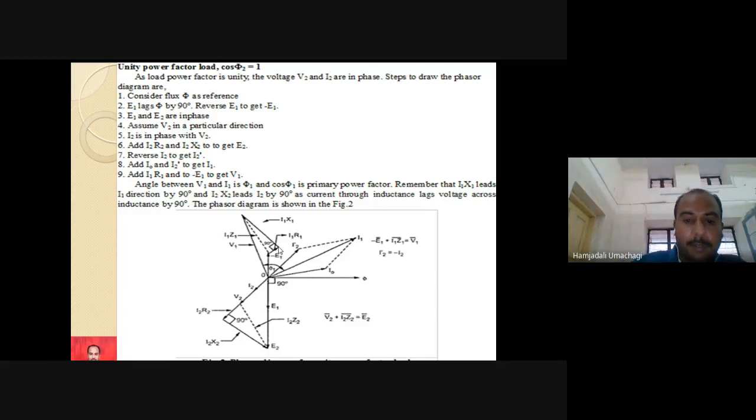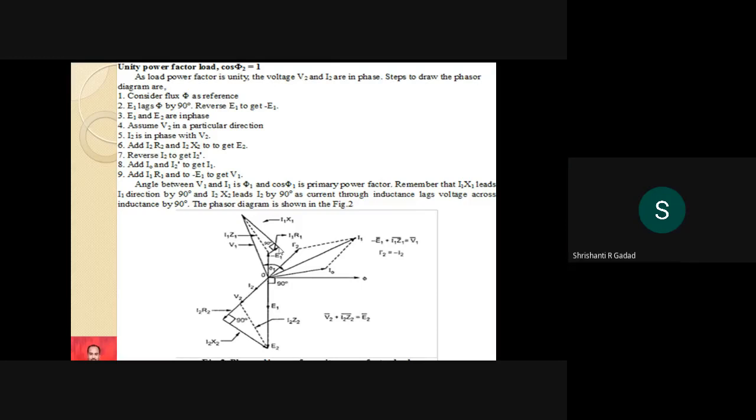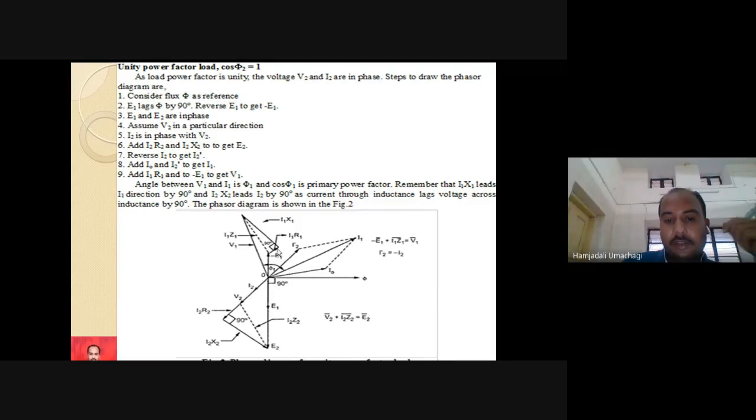What is remaining now? I1 X1. I1 X1 means this is the reactive drop. Reactive drop means this is the voltage which will lead the current by 90 degrees. So if this is my I1, then perpendicular to that will be your I1 X1, which will be exactly 90 degrees.